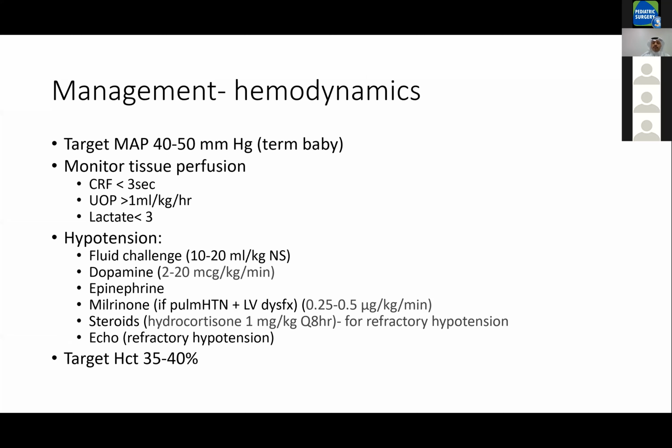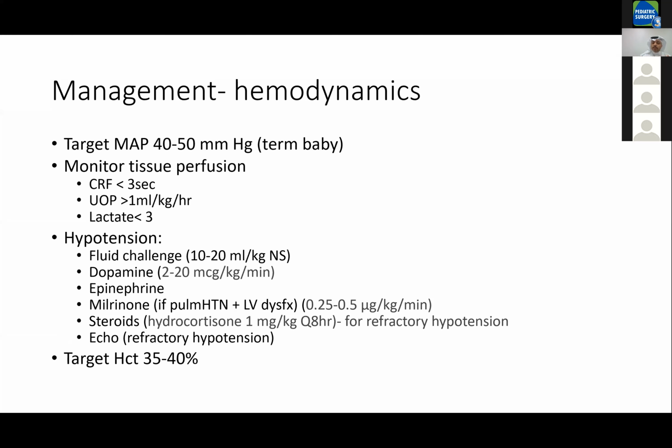What about management of hemodynamics in babies with CDH? Your target map should be between 40 and 50 in a term baby. You want to monitor tissue perfusion. You want to make sure the cap refill is less than 3 seconds. Your urine output more than 1 ml per kilo per hour. You want to make sure the lactate is below 3.